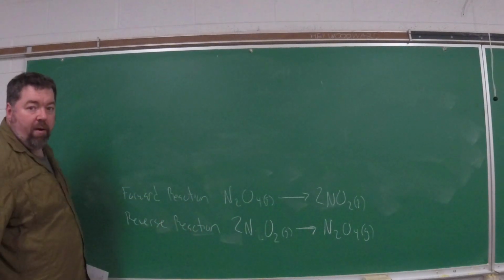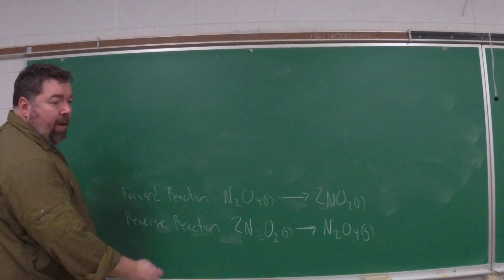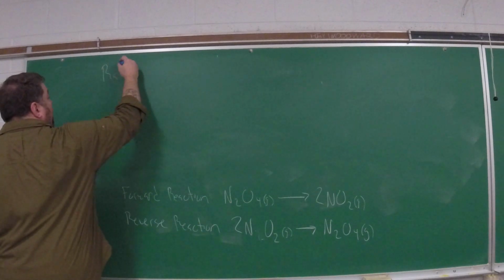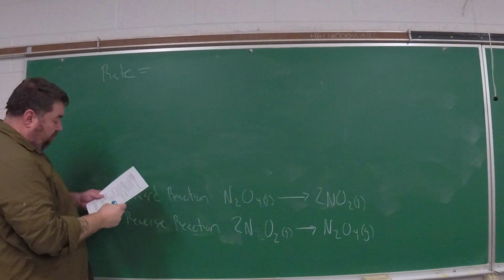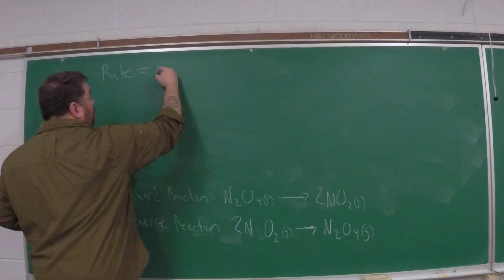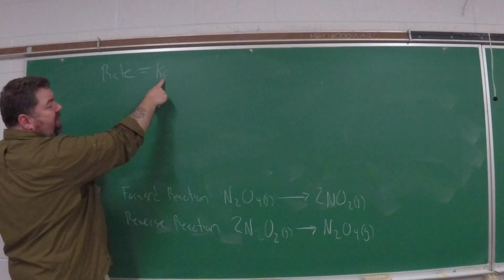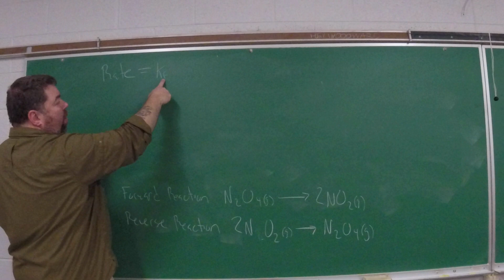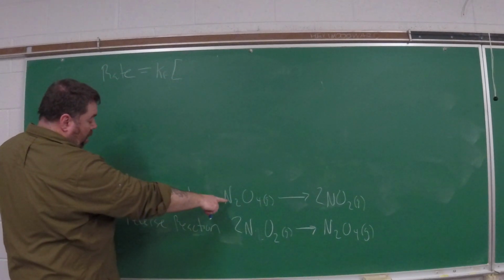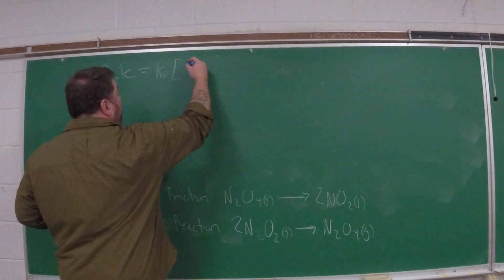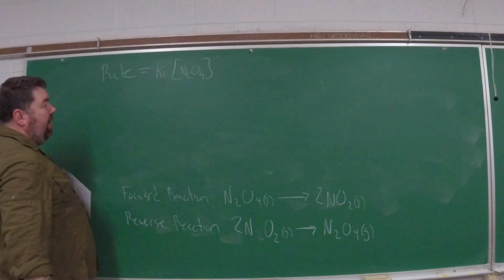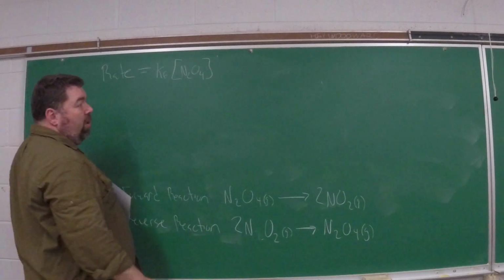All right, again, we're going to write the rate equation for each of these. So for the forward reaction, we're simply going to have our rate equal to Kf, the rate constant, little f for forward, times the concentration of our reactant, raised to its stoichiometric coefficient. That's for the forward reaction.